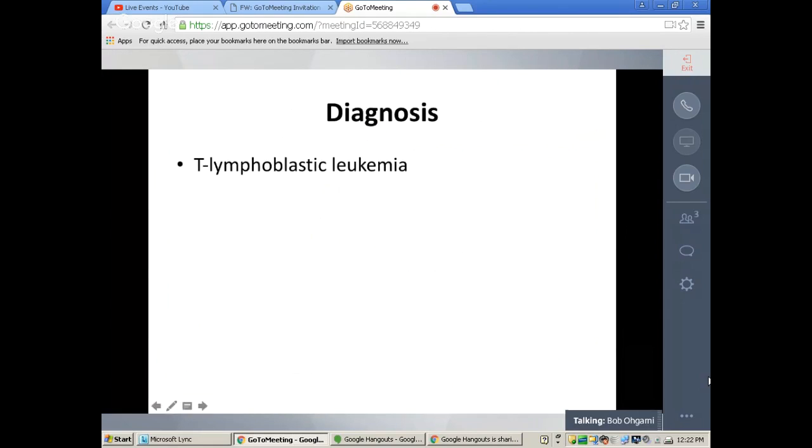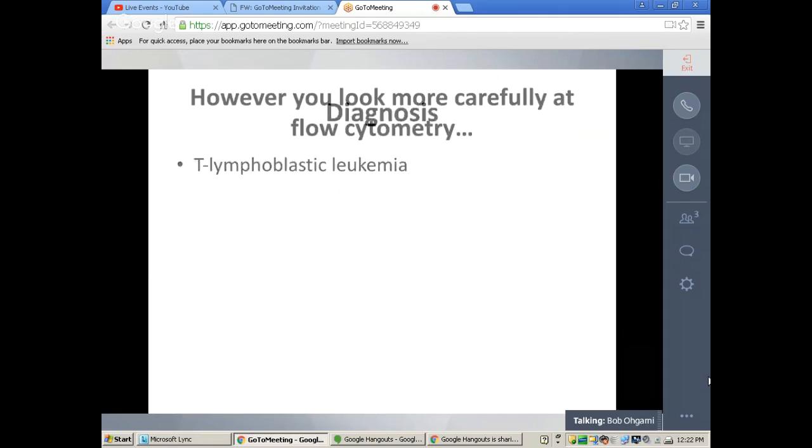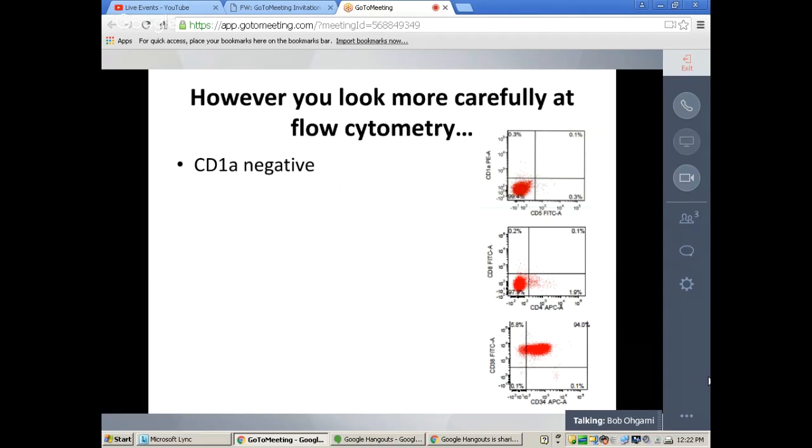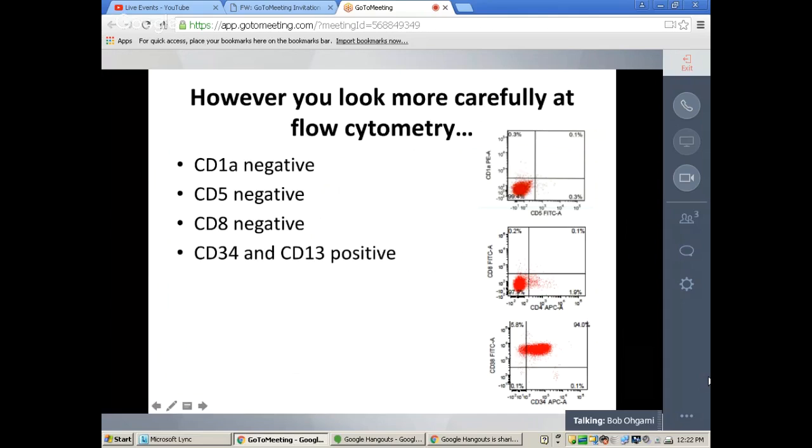So the diagnosis here, broadly speaking, is a T lymphoblastic leukemia, right? But you look more carefully at the flow cytometry, and this is how we're going to build in knowledge. You notice that there's an interesting immunophenotype for this patient. This patient has blasts that are CD1A negative, CD5 negative, and CD8 negative, as well as expressing stem cell markers, CD34, and also some myeloid-associated antigen, CD13.